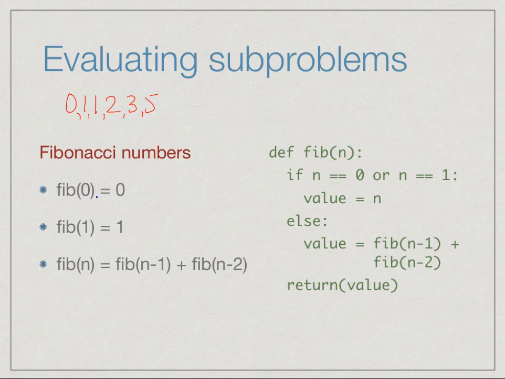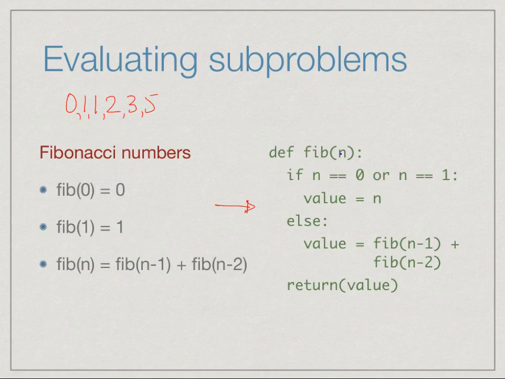So the inductive definition says that the 0th Fibonacci number is 0, the first Fibonacci number is 1, and after that for 2 onwards the nth Fibonacci number is obtained by adding the previous 2. So the Fibonacci number 2 is Fibonacci 1 plus Fibonacci 0. So as before, we can directly translate this into a recursive program.